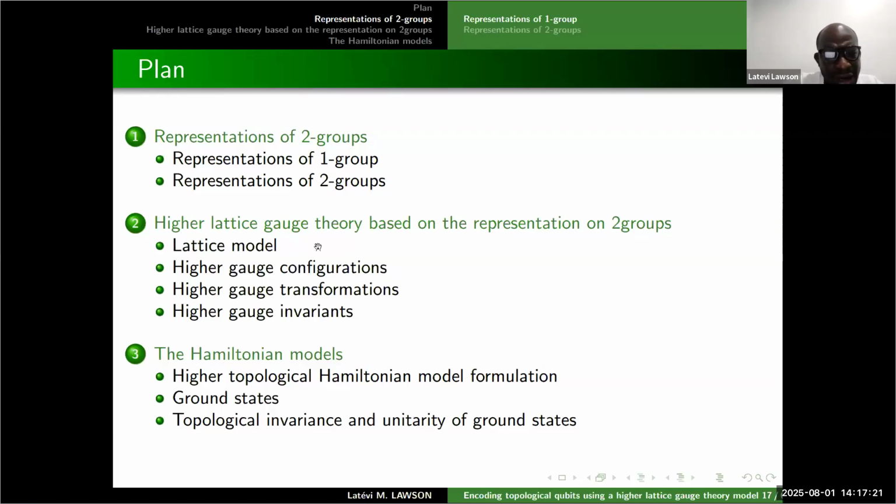In gauge theory, we have four fundamental ingredients: the matter field, which is represented by the lattice, the gauge configuration, gauge transformation, and gauge invariance. From all those ingredients, we will encode them in the Hamiltonian, define the ground state, and show that this ground state is invariant against all the perturbation in the system.